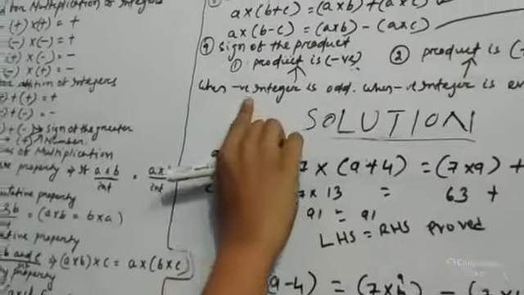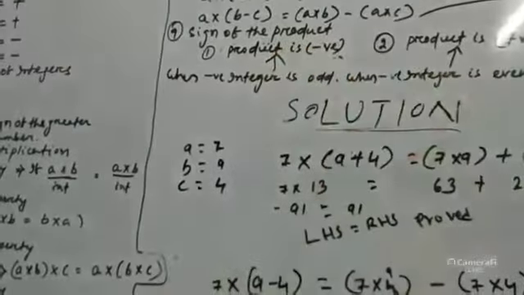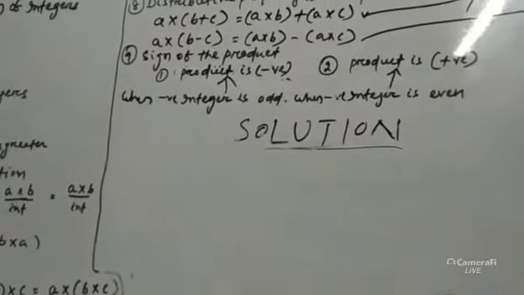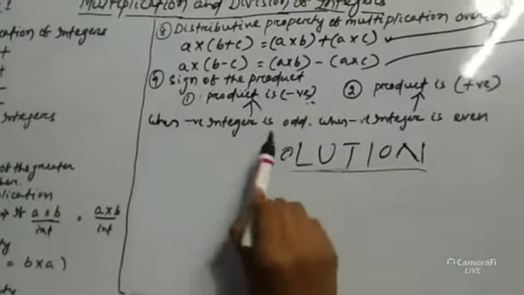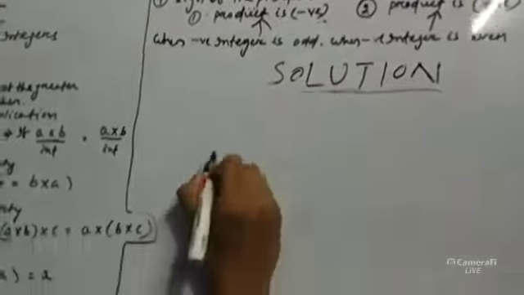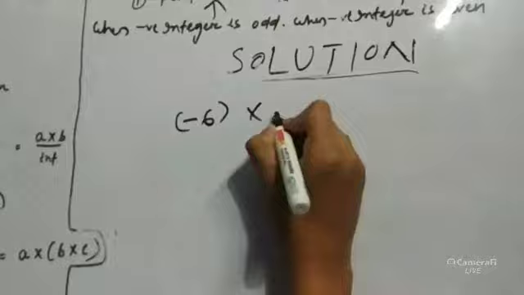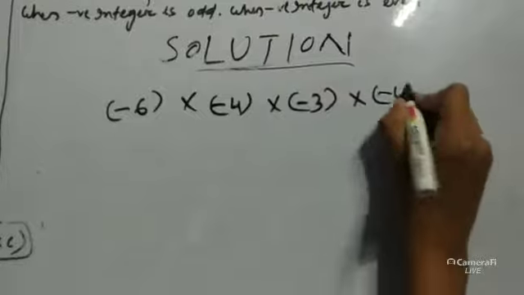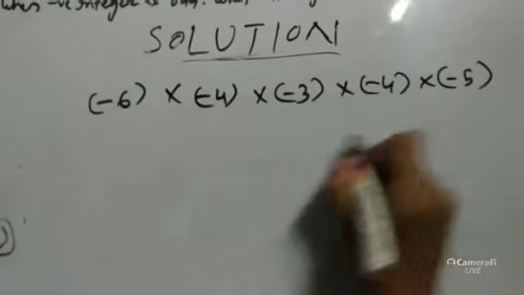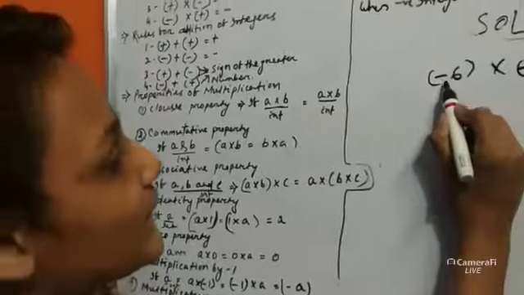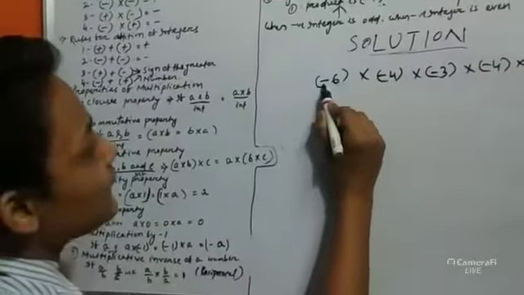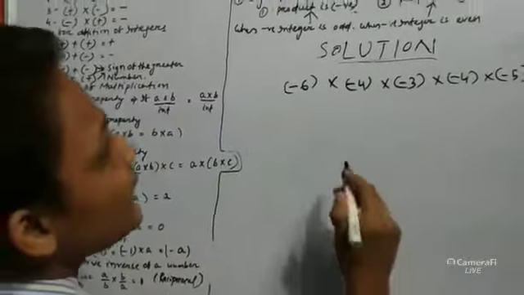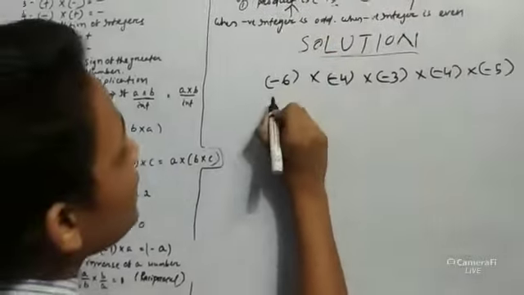When the number of negative integers is odd, the product is negative. We'll see: minus 6 into minus 4 into minus 3 into minus 4 into minus 5. First of all, we have to count the negatives. How many minus signs are there? 1, 2, 3, 4, 5. 5 is an odd number, so the product is negative.